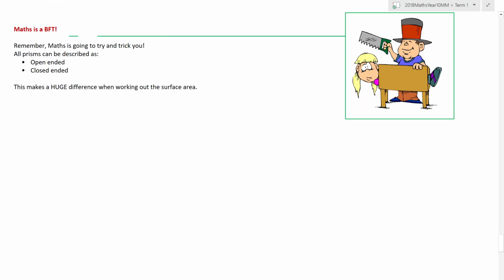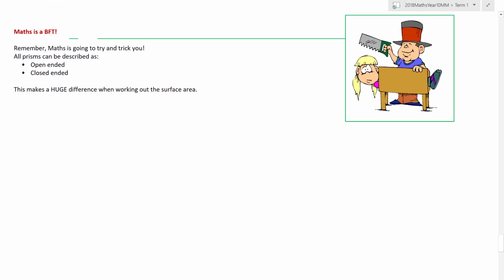Now, maths is a big fat trick. I say this all the time, and there is a magician about to saw a very, very concerned looking person. Wouldn't be me, I can tell you that. It's going to try and trick you. So prisms can be described as open-ended and closed-ended. It makes a huge difference when working out the surface area. Don't get tricked. Here is a cylinder.